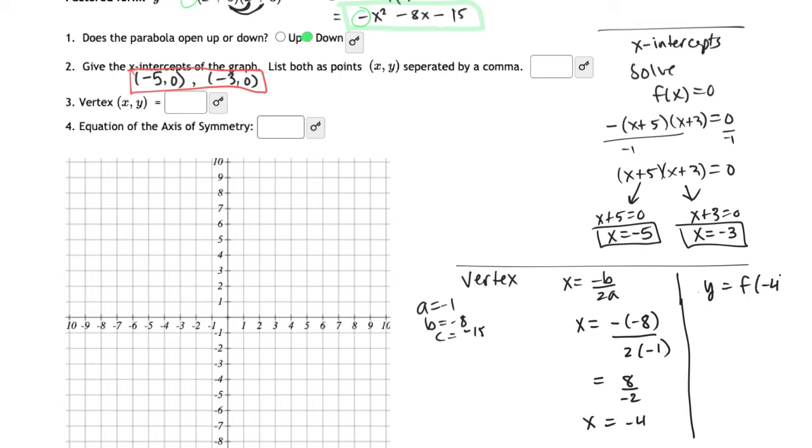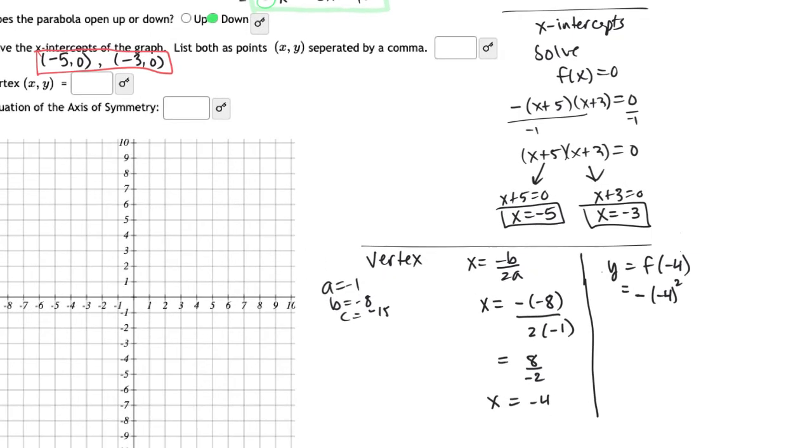So plug an x value of negative 4 into our function. So we've got the opposite of negative 4 squared minus 8 times negative 4, and then minus 15. So negative 4 squared is 16. And then the opposite of 16 would be negative 16. Negative 8 times negative 4 is positive 32 minus 15, and that ends up being a positive 1 for my y. So the vertex is at negative 4, 1.